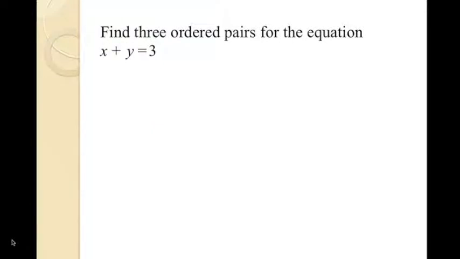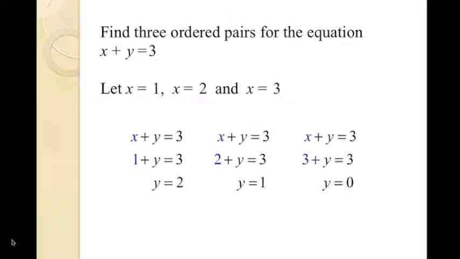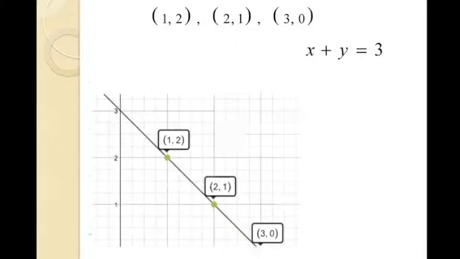Find three ordered pairs for the equation x plus y equals 3, letting x equal 1, 2, and 3, respectively, yields y values 2, 1, 0. Note the resulting ordered pairs (1, 2), (2, 1), and (3, 0). These are three ordered pairs that are solutions to the given equation x plus y equals 3. Plot the points and draw the line that contains them.